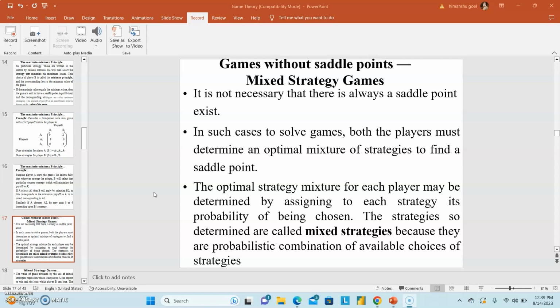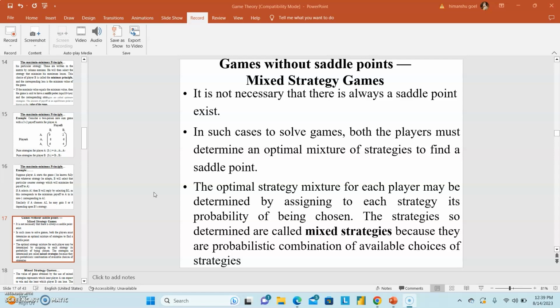So when there is no saddle point, a mixed strategy game is adopted by the players, right? What do you understand by a mixed strategy? We have already discussed that. Now we'll discuss how mixed strategy is applicable to that particular problem. It is not necessary that a saddle point always exists. Therefore, we use the mixed strategy game.